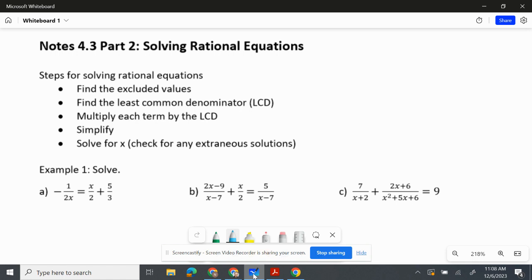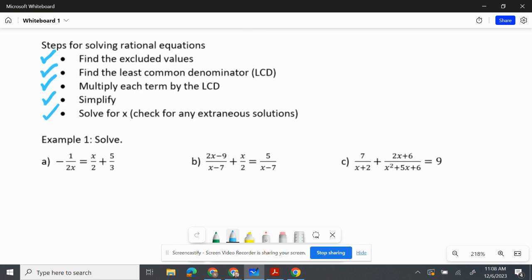Last time with 2 terms, we cross multiply. This time with 3 terms, what we're going to do is have a few more steps. We're first going to find the excluded value. We're going to find the least common denominator. We're going to multiply by the least common denominator so we can get rid of the fractions. We simplify each side of the equation, and then we solve for x and check for extraneous solutions.